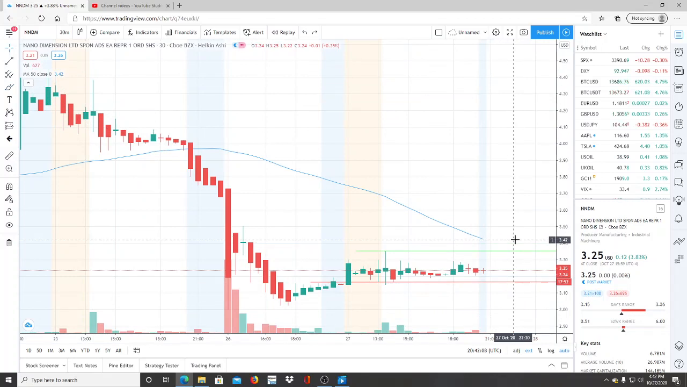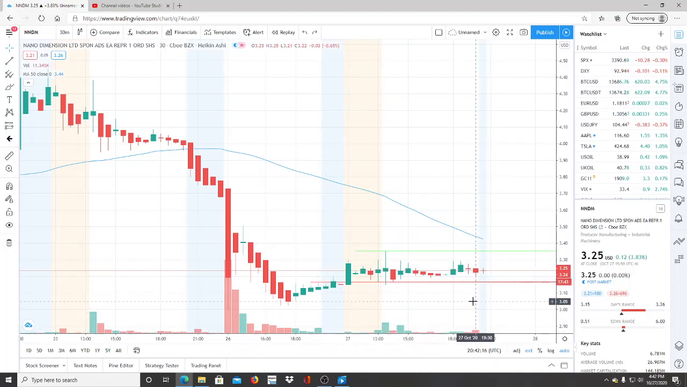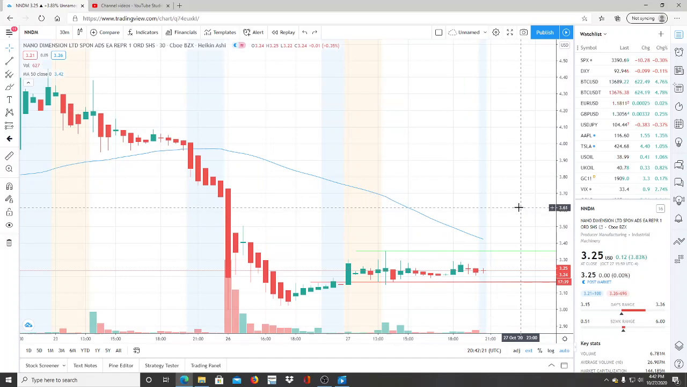The 50-day moving average is super important. It's 3.42. I'd write that down. 3.42 is the 50-day moving average. As long as we're below it, the bears are in control. The moment we're above it, the bulls are in control. So we're not that far from it. It's a little bit less than literally 20 cents. But anything can happen, right?